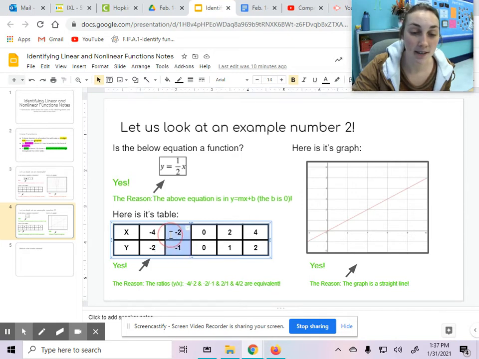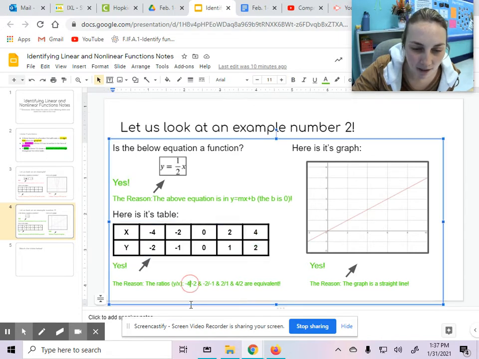Same thing here. Here is a ratio of negative 1 over negative 2. Again, when you have a negative in the numerator and the denominator at the same time, it cancels out, making that a positive ratio. Same thing here. 1/2 is 1/2. And then 2 over 4, again, when reduced is 1/2.